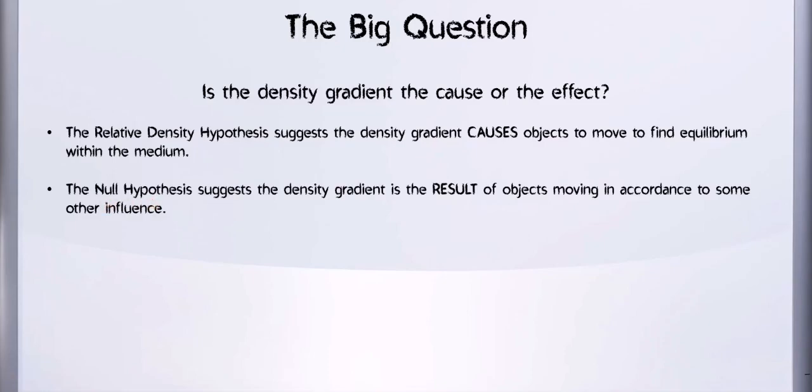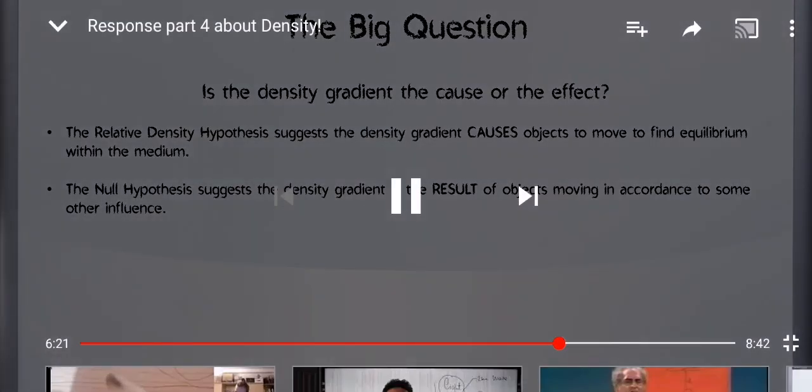The null hypothesis is what we call it if that's not true. It's the other way, and that would be that this density gradient we observe is not the cause of objects moving, but is in fact the result of something else. Perhaps the density gradient is not the cause of objects moving.